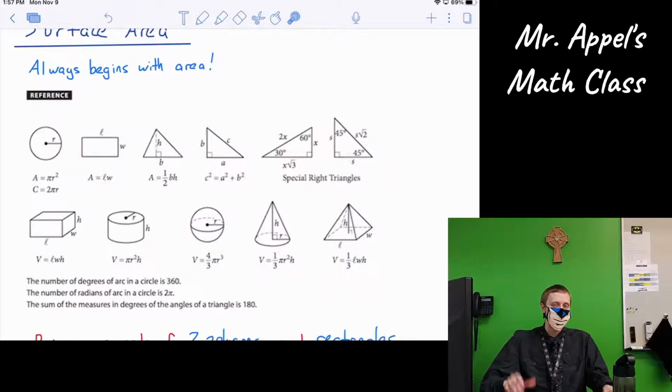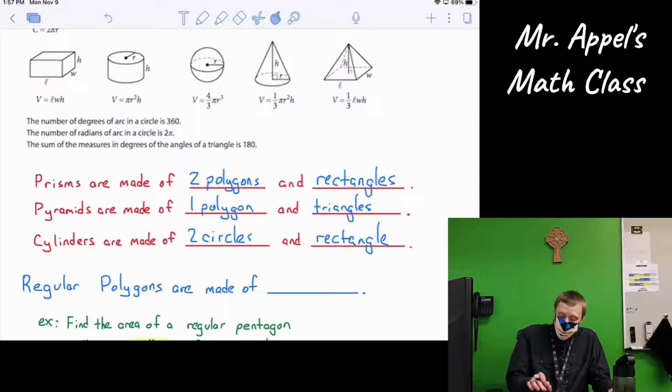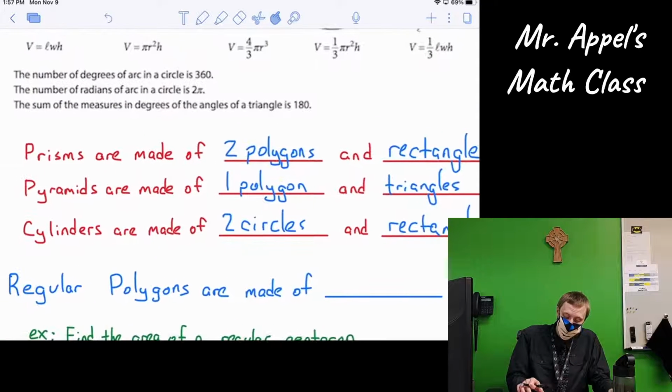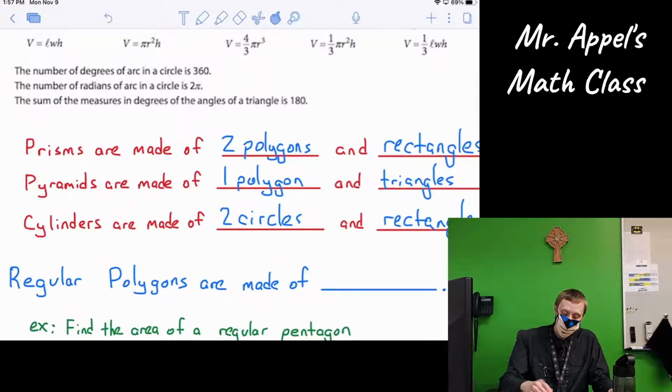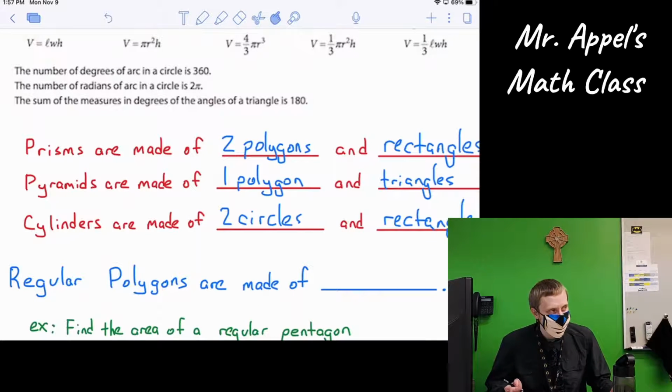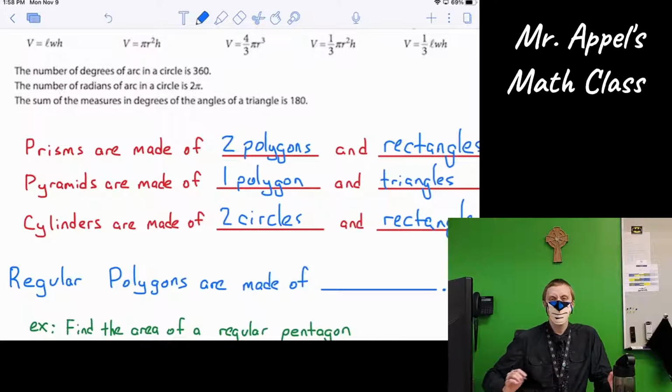No. We need a way to find the area of a regular polygon. Luckily, regular polygons can also be broken down into a simpler shape, just like prisms and pyramids. What shape would that be? What could I chop my hexagon into that would be really easy to find the area for? What do you think?